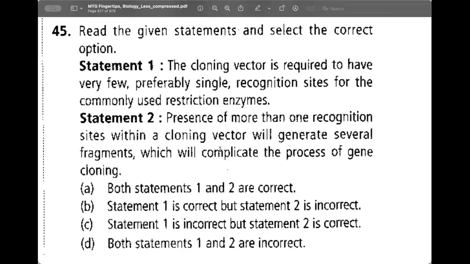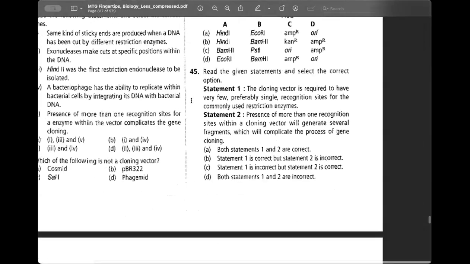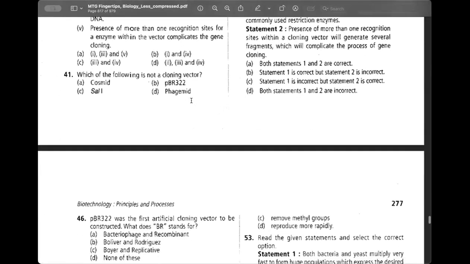But this is more straightforward. This is like whether the statements are correct or not. This is not so bad as I thought. Yeah, it's not that bad.